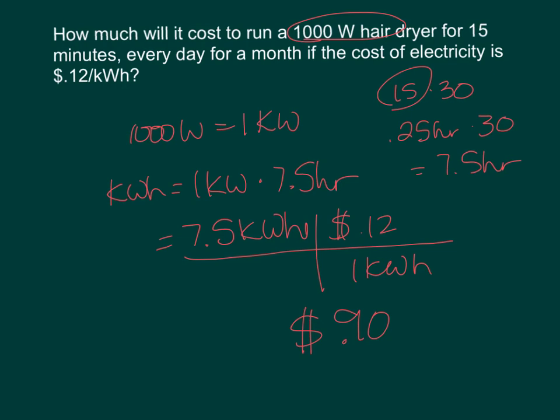So those are the types of problems that you're going to be doing. You're either going to be doing energy divided by time with regular power, or you're going to be finding cost and kilowatt hour type problems. All right? So that should be easy enough.